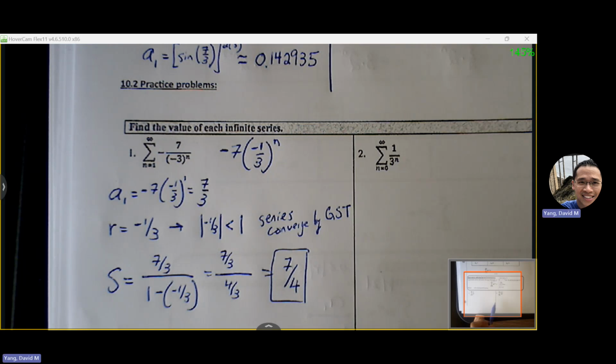Eventually, we're going to have to justify the test that we're using. And this is the geometric series test. A lot of times we'll just say, oh, this series converges by geometric series test, by GST. And then because of the summation in the problem, we know we're also asked to find the sum. So then we also find the sum as well. All right, try number 2.